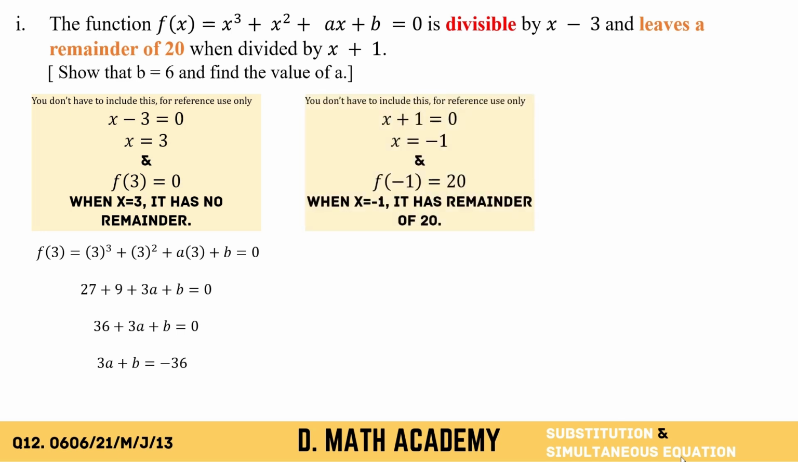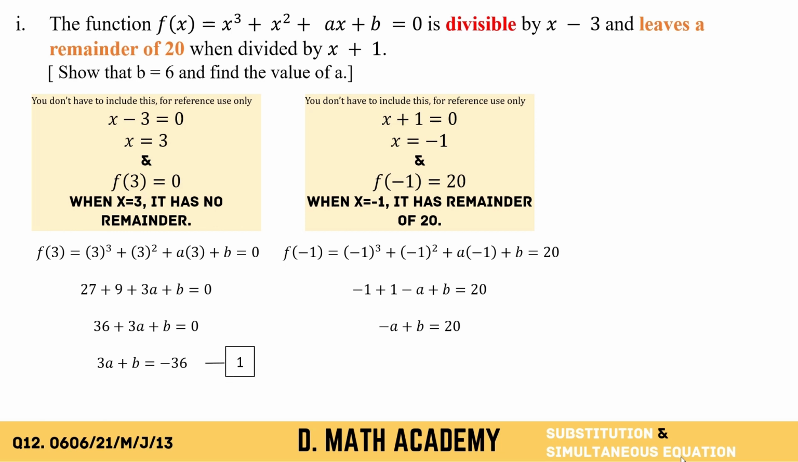As for the next one, it leaves the remainder of 20 when divided by x plus 1. So x plus 1 equals 0, x equals negative 1. Substitute the negative 1 into the x position, it will have a remainder of 20. By running the calculation, you will get negative a plus b equals 20. So now we have the two equations that we need. Okay, I list them at the side.